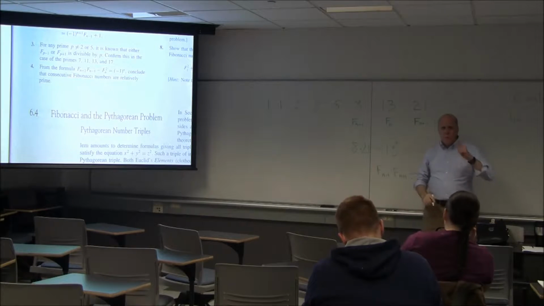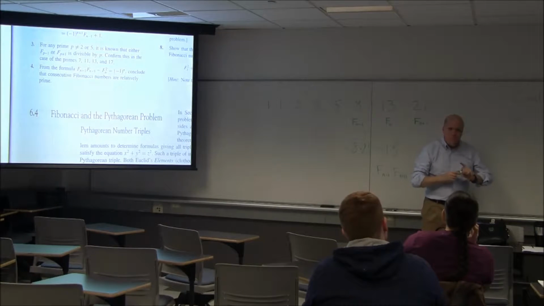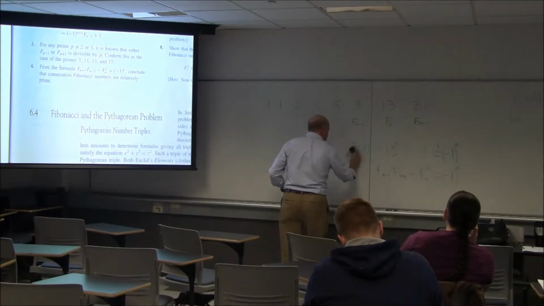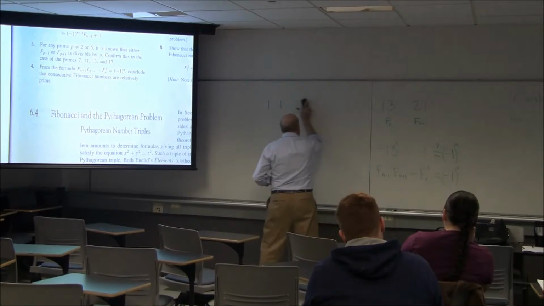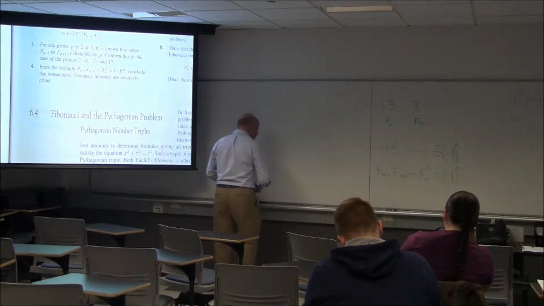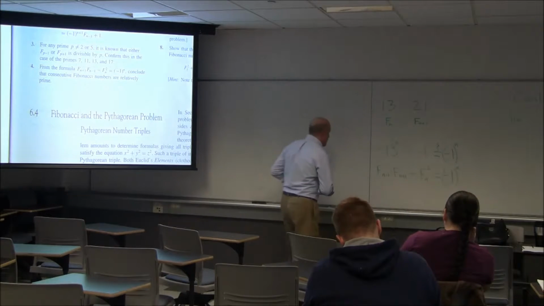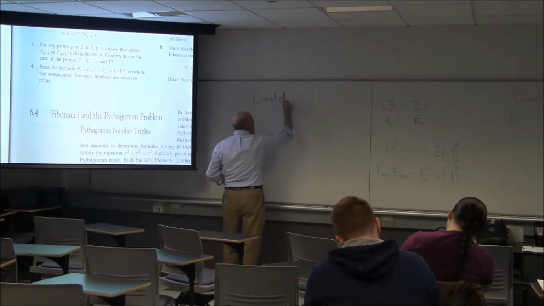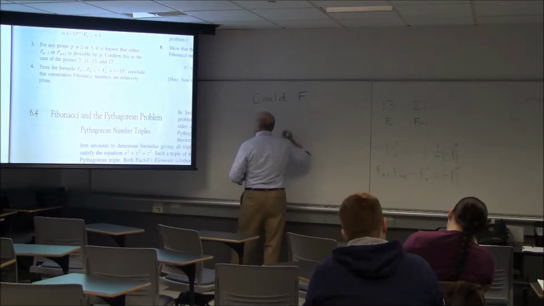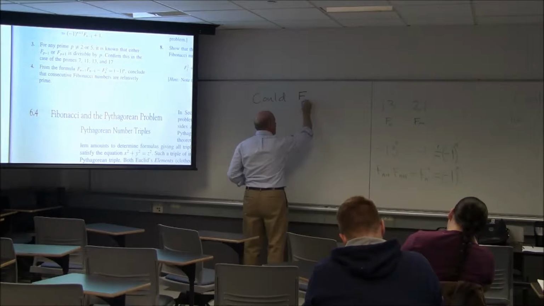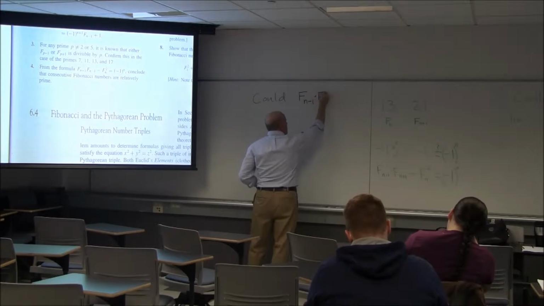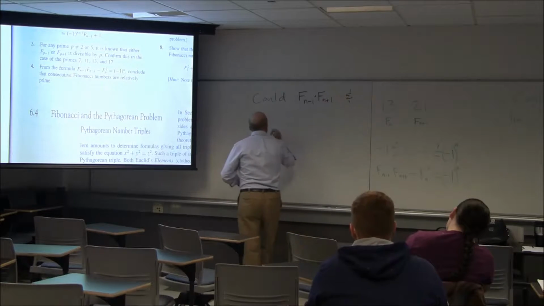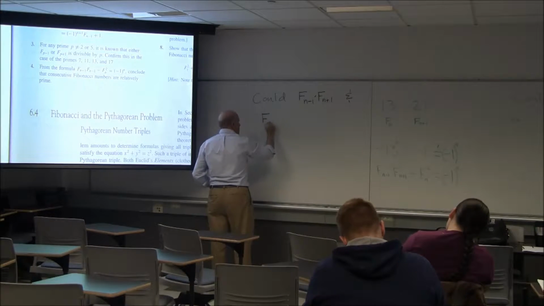I'm just realizing I'm completely off screen for that movie camera. Let me re-ask this question over here, maybe with a darker marker. So we have the two parts of that formula, right? F sub n minus 1 times F sub n plus 1, and the square of F sub n.